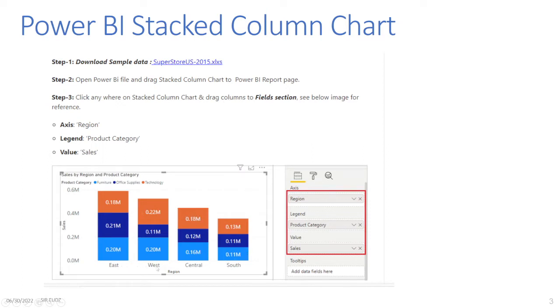We have here the region, and then of course we have here the sales, and each division is the product category. And this one represents the furniture category, the dark blue one is office supplies, and this orange one is for technology.